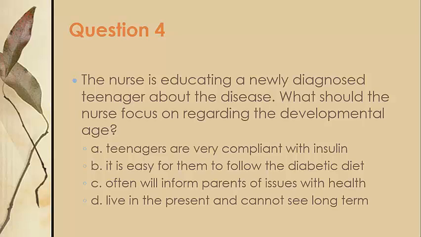Okay, question 4. The nurse is educating a newly diagnosed teenager about the disease. What should the nurse focus on regarding the developmental age? Teenagers are very compliant with insulin. It is easy for them to follow the diabetic diet. Often will inform parents of issues with health. Live in the present and cannot see long term.